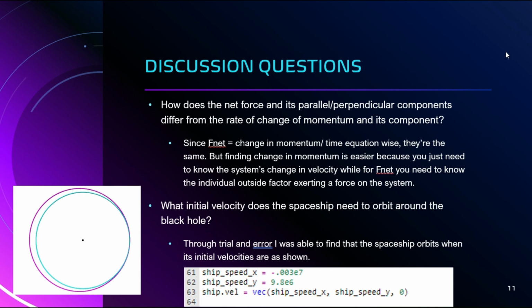And then, what initial velocity does the spaceship need to have to orbit around the black hole? This was done through multiple trial and errors, and basically I got the speed to be negative 0.003 times 10 to the 7th in the x direction, and in the y direction I got it to be 9.8 times 10 to the 6th.